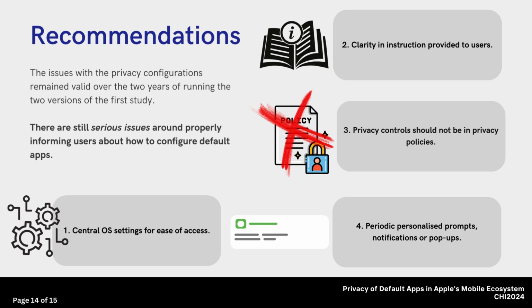The lack of clarity of instructions was revealed in this study through challenges in locating and understanding data practices in the mobile ecosystem. This leads to the third point, that the privacy configurations were found in the privacy policies, which are often filled with legal jargon and ignored by users. We recommend vendors not rely on privacy policies to include data on how users configure default apps.